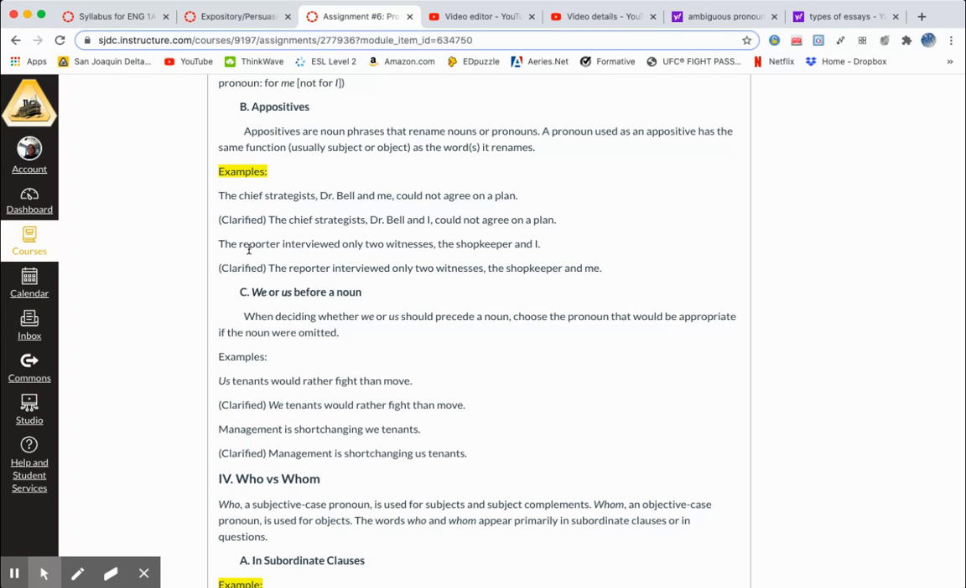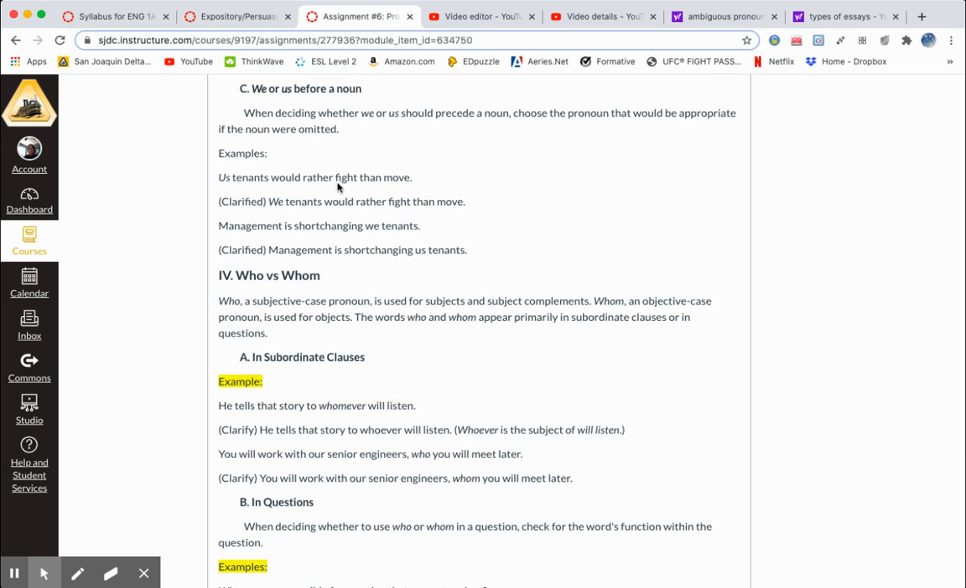Here's another example. The reporter interviewed only two witnesses, the shopkeeper and I. Well, we need to clarify that. The reporter interviewed only two witnesses, the shopkeeper and me. Well, in this case, it's the shopkeeper and me, because in this case, me is the object and not the subject. Okay.